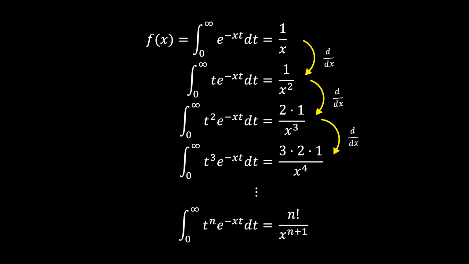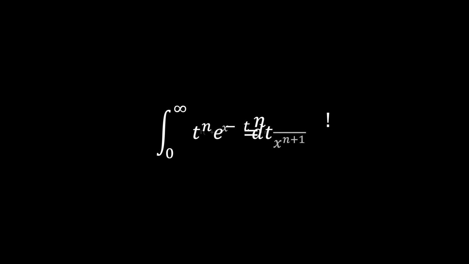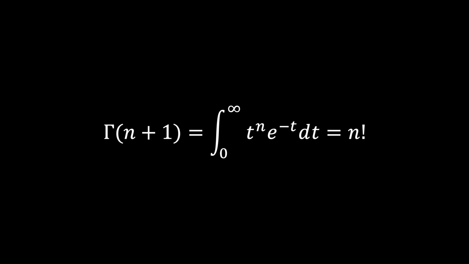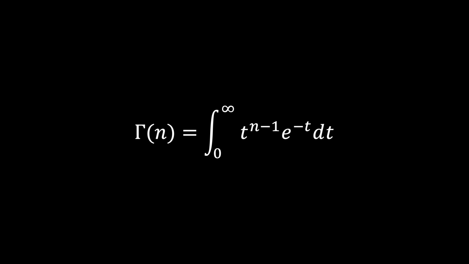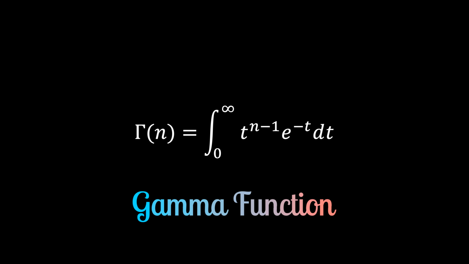Now, evaluating this equation at x equals 1, we obtain an equivalent form of n factorial expressed in integral form. And this is famously known as the gamma function. The beauty of the gamma function is that it generalizes factorials to any real or complex value of n. Well, remember this integral form. We have to use this later.